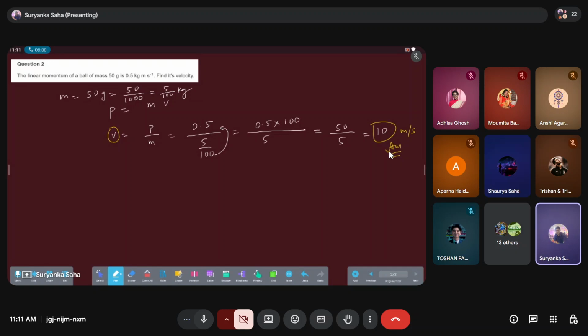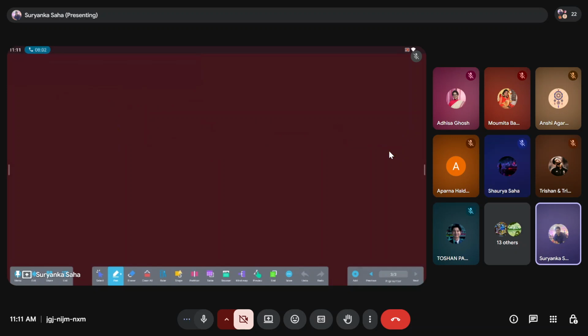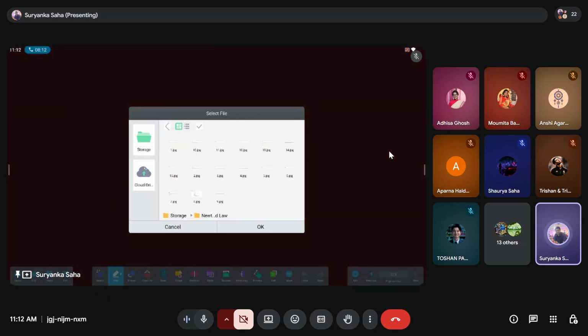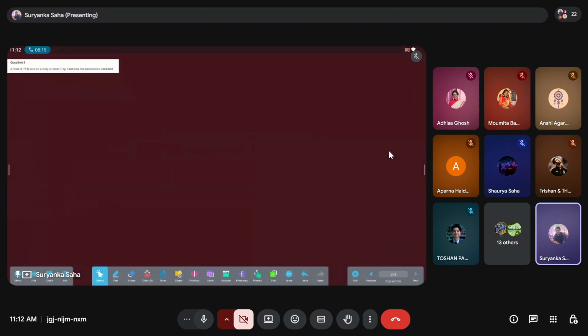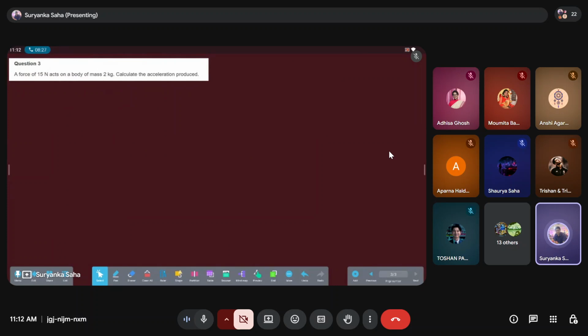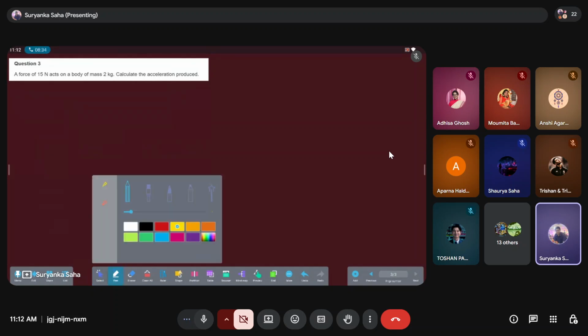Chalo, next question. Let me save the file. Import. If you are having any problem, ask me to stop and ask the doubt. I will try to cover almost all the problems and I will give you homework later. Chalo. A force of 15 Newton acts on a body of mass 2 kg. Calculate the acceleration produced.